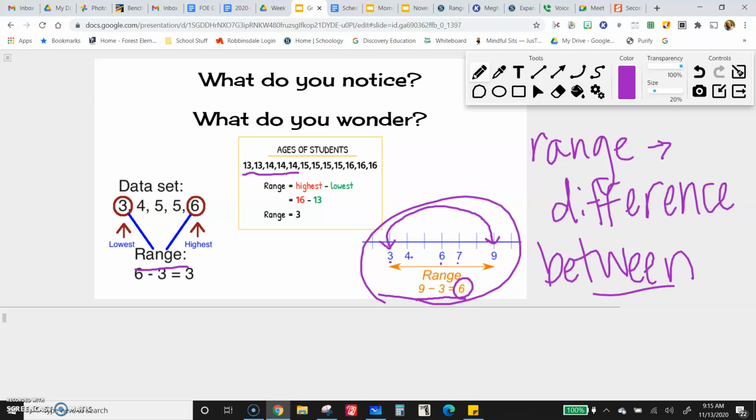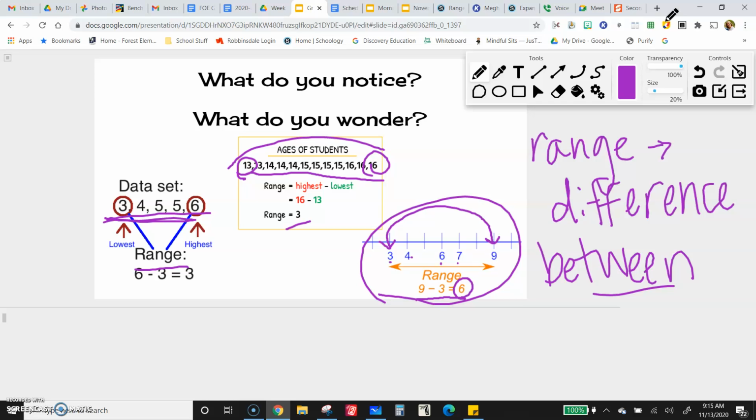Here we have some ages of students. The range, we take the highest minus the lowest, so the range is 3. They only are spread over 3 different numbers. Or like, not 3 different numbers, but the range, the difference between the biggest and the smallest is 3. Again, the range here is 3.